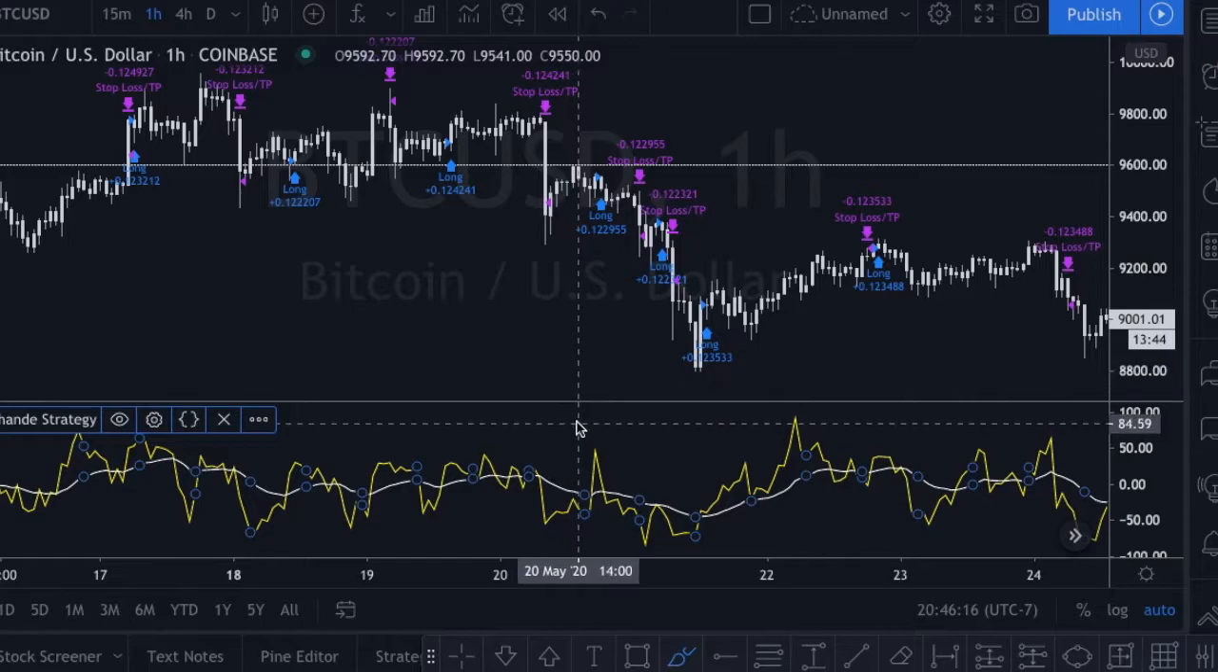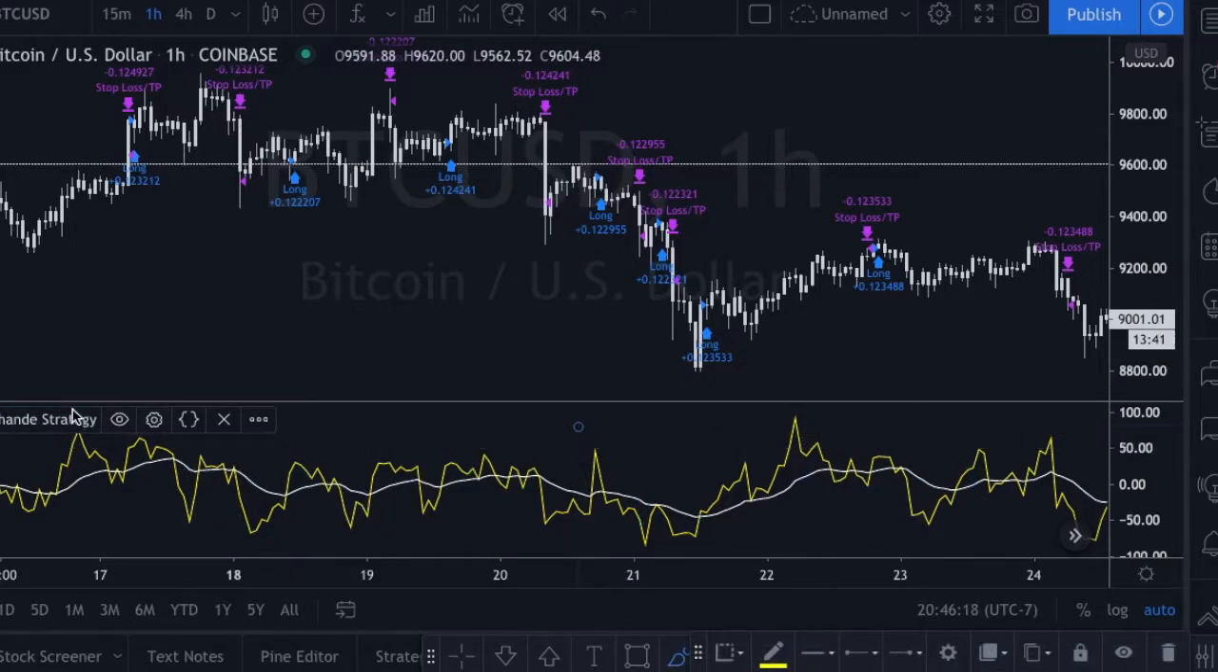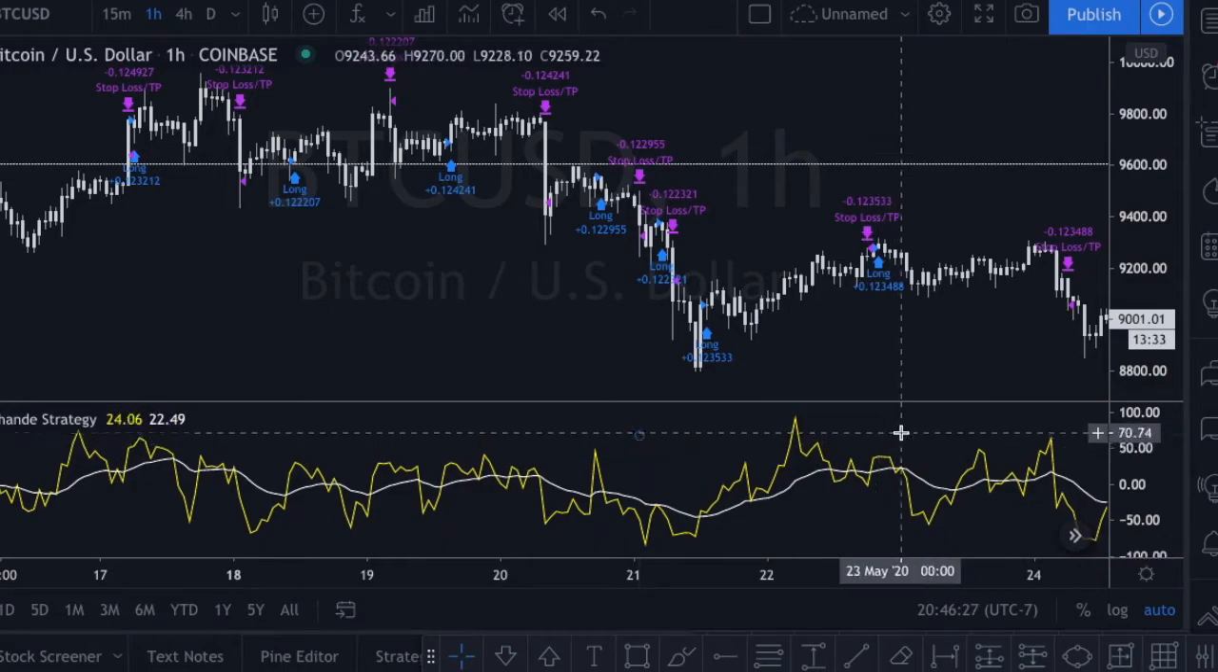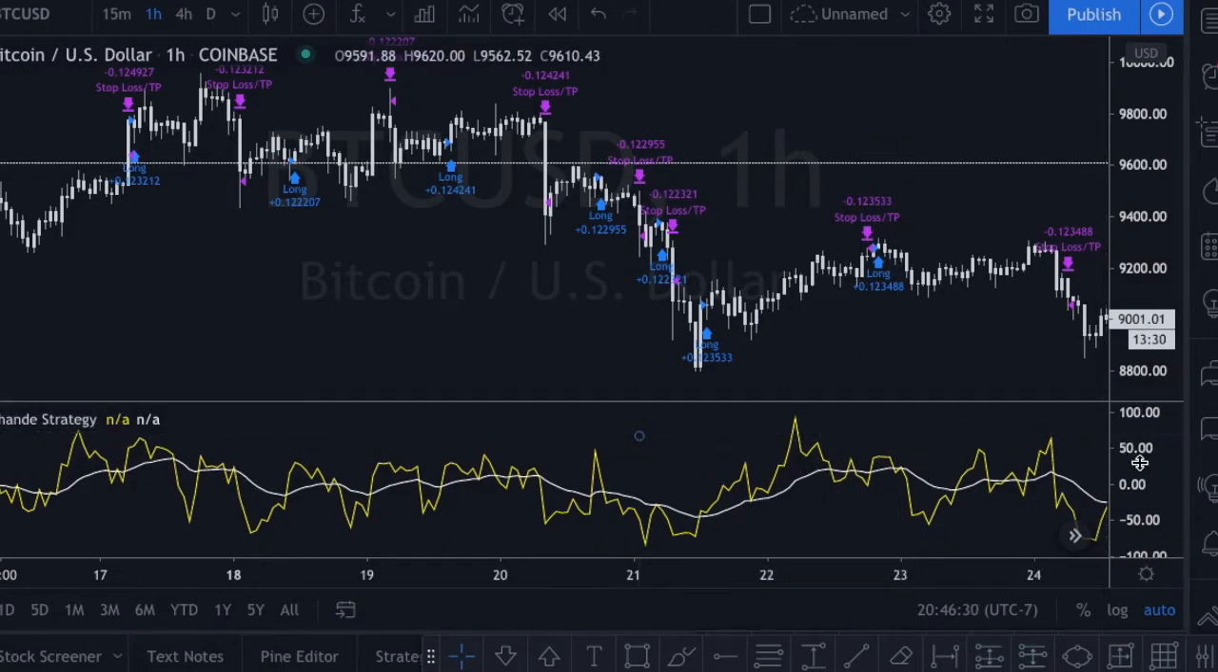In today's video, I'm going to be giving you the best settings to use when trading the Chande Oscillator. So here's the Chande Oscillator down here. It's going to be this yellow line that oscillates back and forth between the negative 100 and positive 100 mark over here on the right hand side.